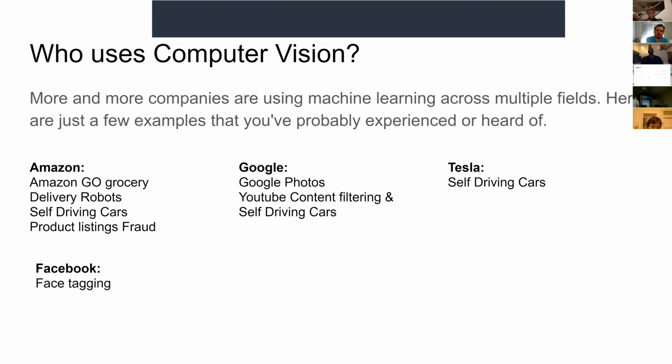So who uses computer vision? More and more companies are using computer vision across multiple fields. Here are just a few examples that maybe you've heard of. Amazon. I think someone even said Amazon Go in the chat as one of their favorite examples. Who's been to an Amazon Go? I know they're not in that many cities right now, but they're popping up quite a bit in Seattle, San Francisco, Chicago, New York. They're really interesting if you haven't heard about them.